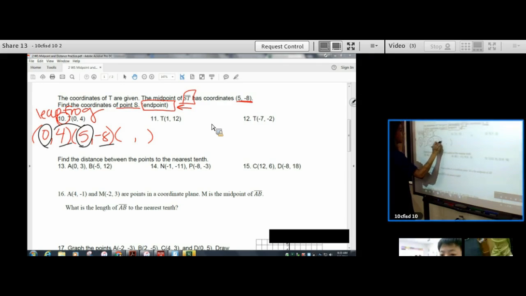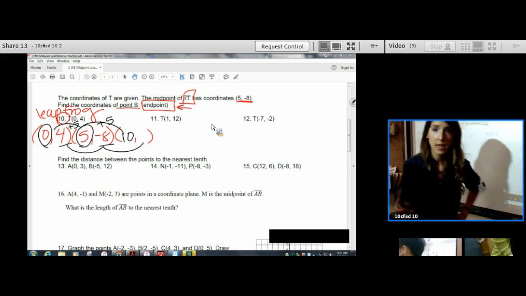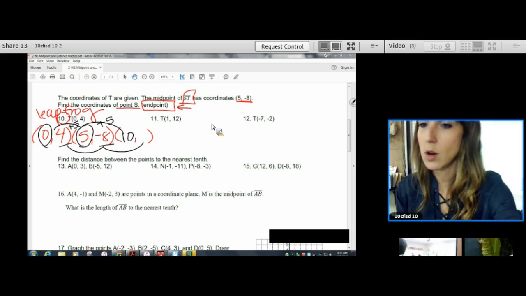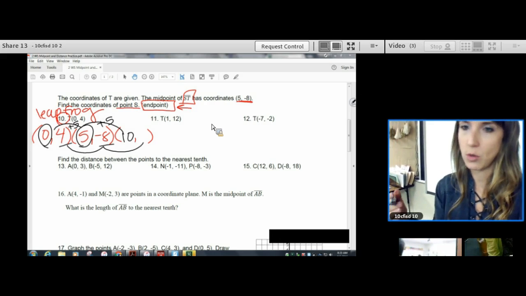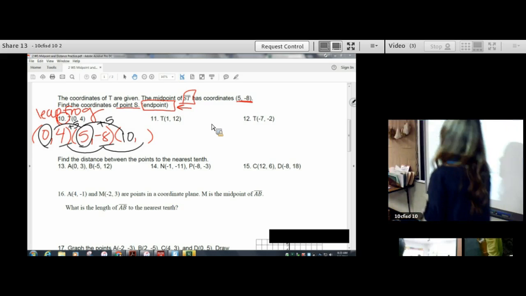How far do you leap from 0 to 5? Plus 5. So I leap plus 5 again. 5 plus 5 is 10. Now I'm going to do my Y. From 4 to negative 8. If you don't know how far you leap, then you just subtract them. You always subtract to find the distance between two coordinates. So 4 minus negative 8 would be 12.